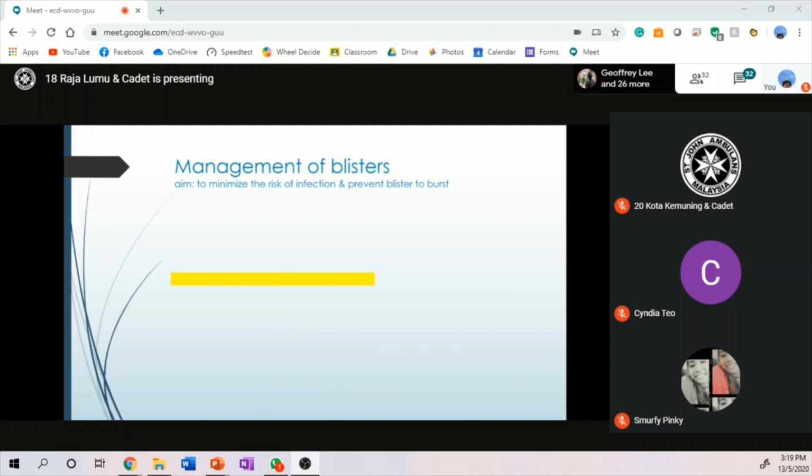So for the next one is management of blister. This one is to minimize the risk of infection and prevent the blister from bursting. What is a blister? A blister is like if you touch something hot, like hot water, it gets your hand, then you can see a bit like a bubble in your finger or so. Inside the bubble there is like liquid from your body.